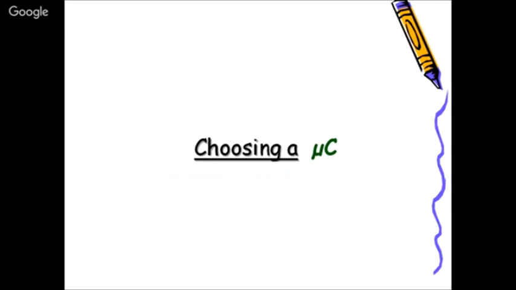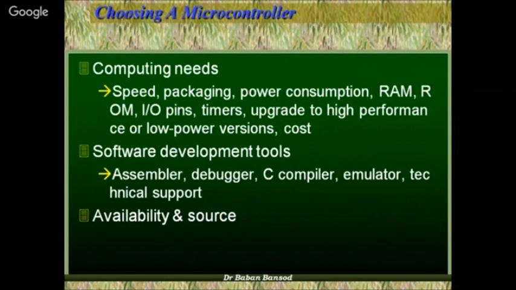Now, why should we choose a microcontroller like PIC? I think we have already seen this, so I'll try to skip it. Computing needs definitely include speed, packaging, power consumption, RAM, ROM, IO pins, timers, and upgrade to high performance or low power versions. These are the typical features that you will see in the PIC.